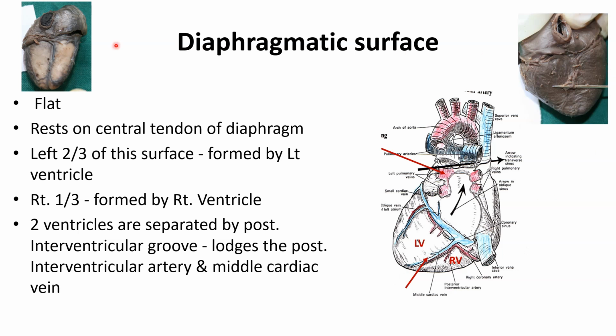These two are the specimens of fetal heart which you can see for the base. This is the base of it and this is the posterior interventricular groove and this is the coronary sulcus containing the coronary sinus. Here also you can see this is the base of it, and then this one is the posterior interventricular groove containing the vessels.